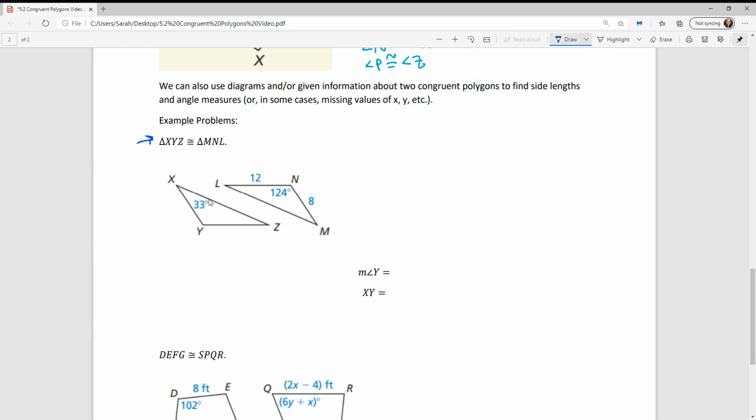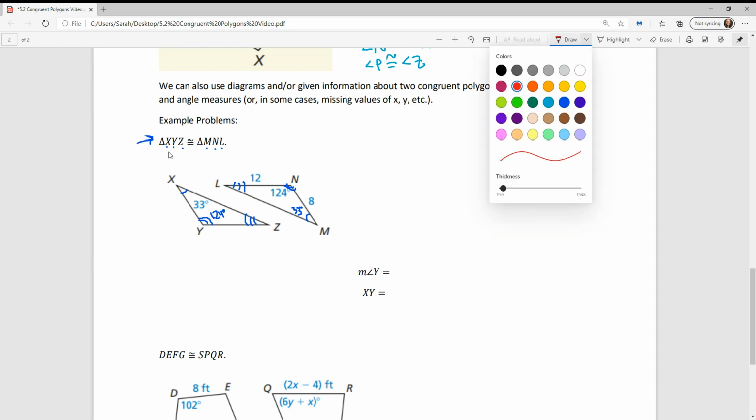This right here says that XYZ is congruent to MNL. So notice that X and M are in the same spot. So angle X and angle M are congruent. Y and N are in the same spot, so N and Y are congruent. And then Z and L match up. So let's mark in what we know angle-wise. That means that since X is 33, M is also 33. Since N is 124, Y is 124.